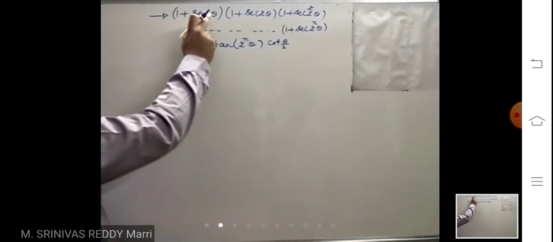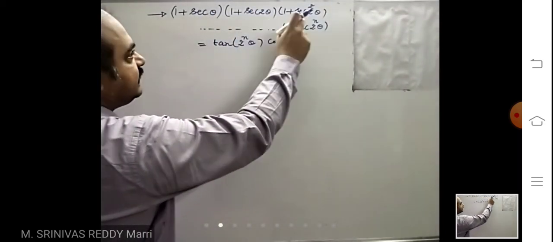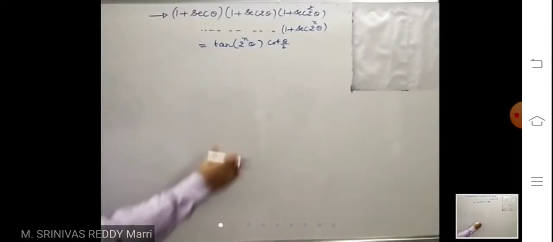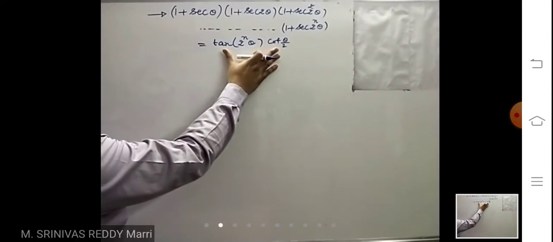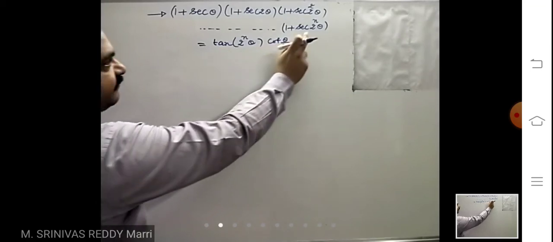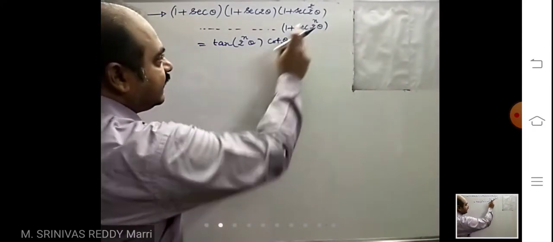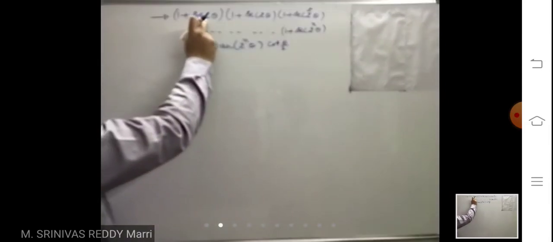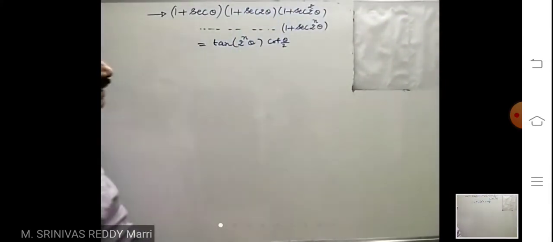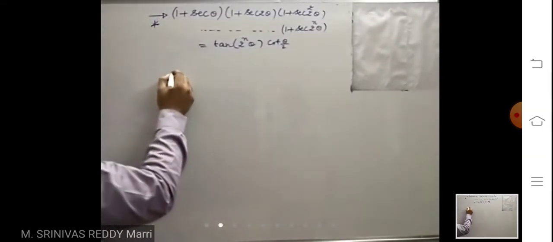Look at this result. So 2 power 0 theta, 2 power 1 theta, 2 square theta, and so on 2 power n theta. So this formula you remember, tan of 2 power n theta into cot theta by 2. So that final term is there. There you have to find the n value. It can be done, you prove it, by writing 1 by cos theta, 1 by cos 2 theta, and so on.